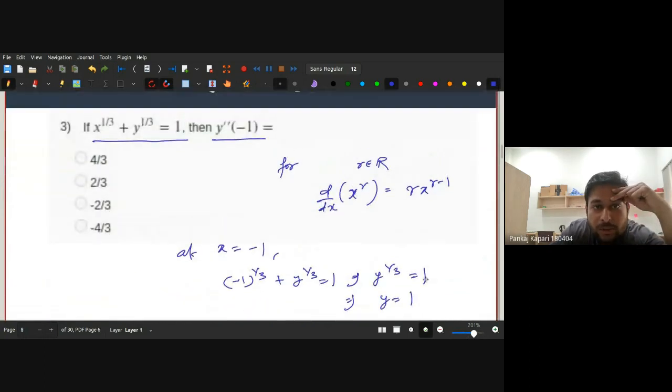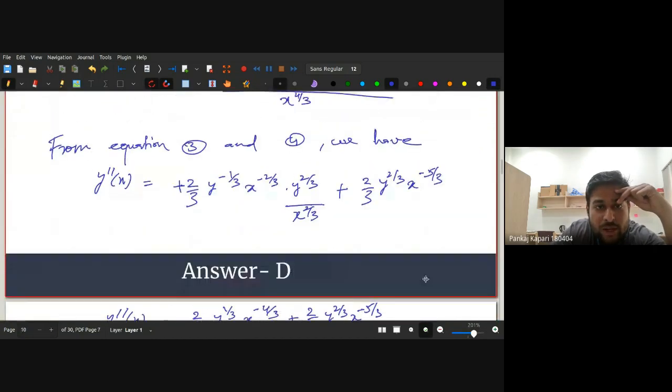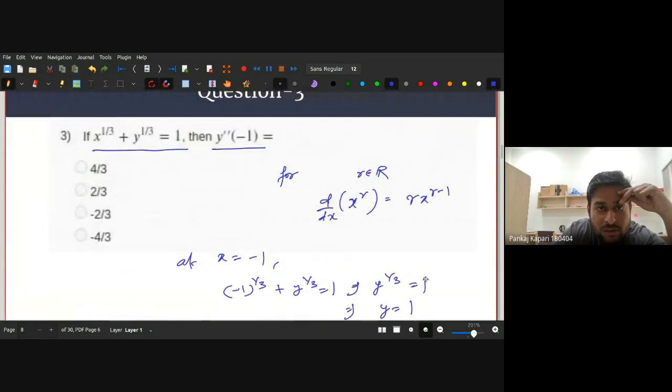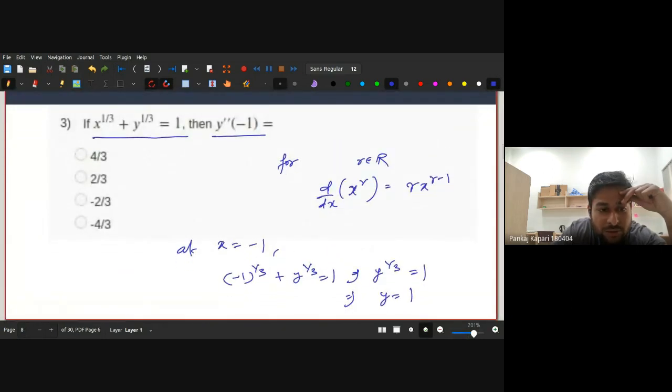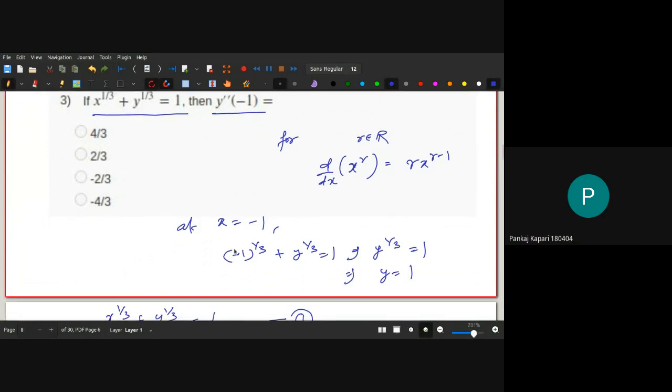Okay, so let me check if there is any mistake. I think my answer is not matching, so I have written that the correct option is the fourth one. So just let me check if minus 2/3 is the correct answer.